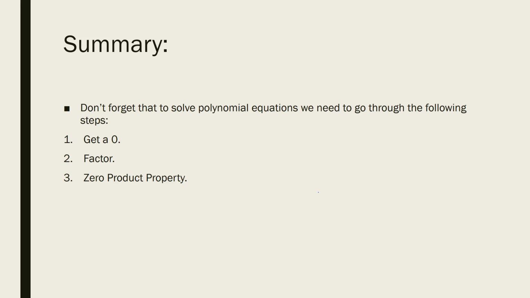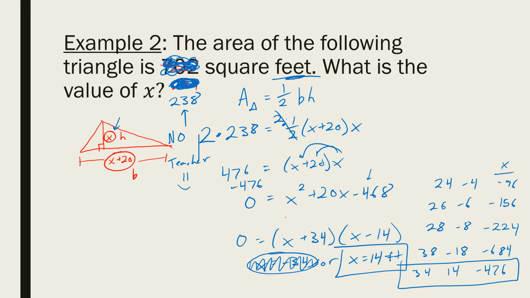Wow, what a fun video. I totally butchered that second problem. My bad. Anyway, summary: don't forget that when you're solving these polynomial equations, get a zero, then factor, then zero product property. We learned some techniques. For example, if you have a half, you can get rid of it by multiplying through by 2. That's nice. And don't forget that if we have really big numbers that I don't know multiples of, we can try to instead start by adding to the middle number and see which ones multiply to that last number.